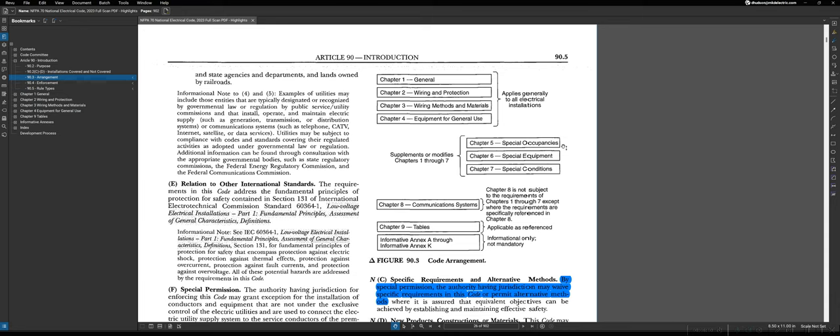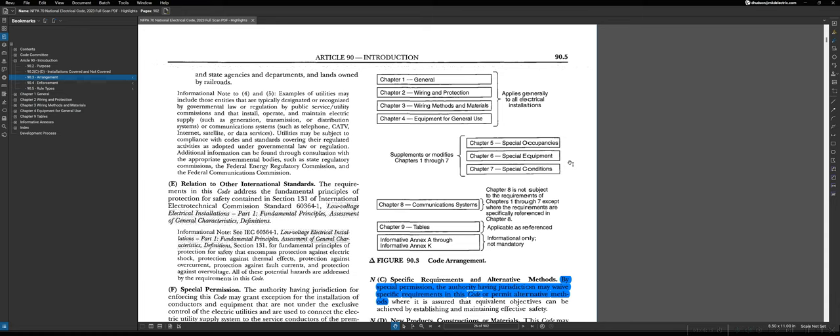So some of the items that would be found in Chapter 5 would include hospitals, carnivals, airports or airport garages, marinas and docks, things of that nature. Again, a little bit specialty areas that may have a little bit more stringent or special requirements. Chapter 6 for special equipment.